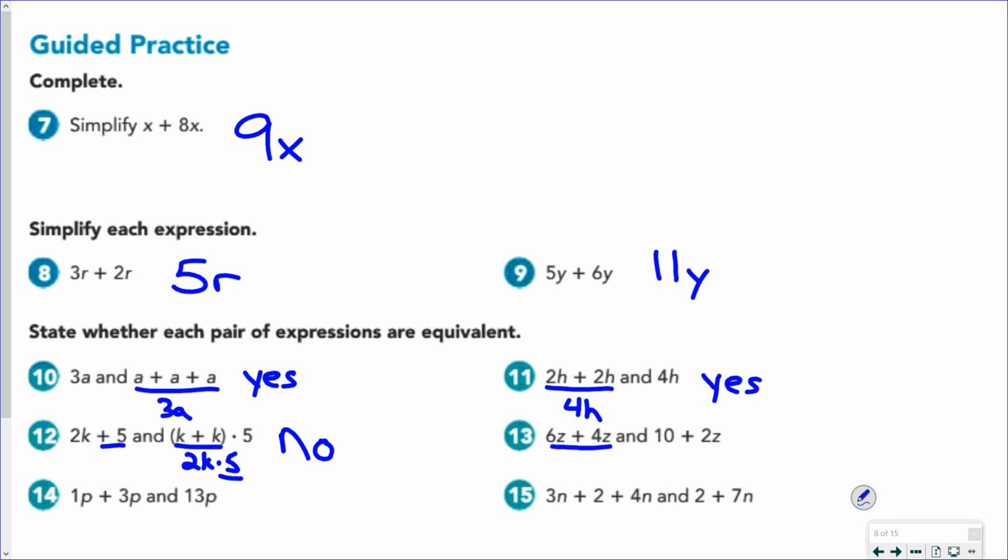6z plus 4z is 10z. Well, 10z is not the same as 10 plus 2z, so they are not. 1p plus 3p is 4p. 4p is not the same as 13p, so they are not equivalent. The only time they would be equivalent is if the value of p was 0. And number 15, 3n plus 4n is 7n. So 7n plus 2 and 2 plus 7n are equivalent. You can switch around your order in addition, so they would be equivalent.